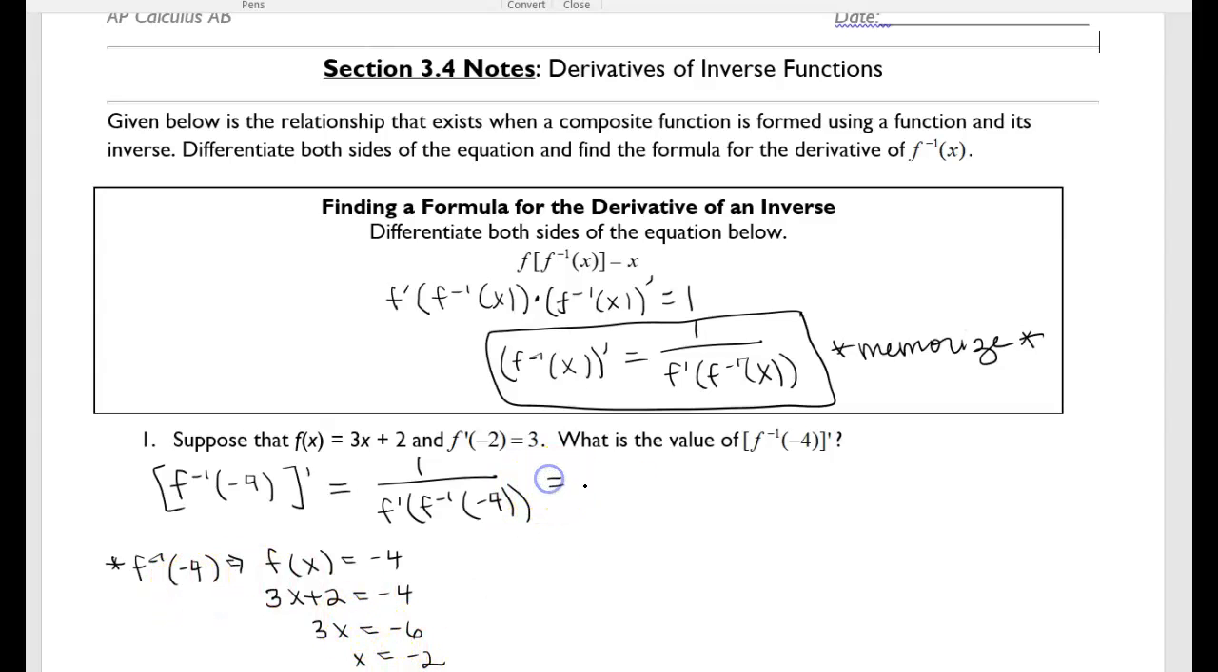So this is actually equal to 1 over f prime of -2. So f inverse of -4 was this -2. I'm just plugging that right in there. Now that was the value that was given to me. My answer is 1 over 3.